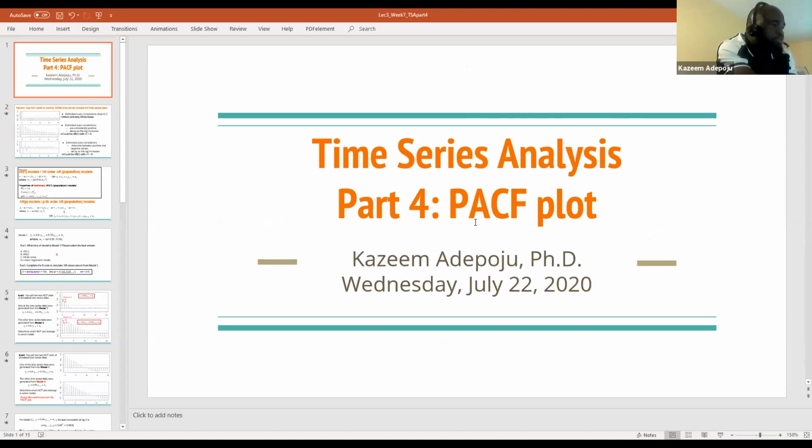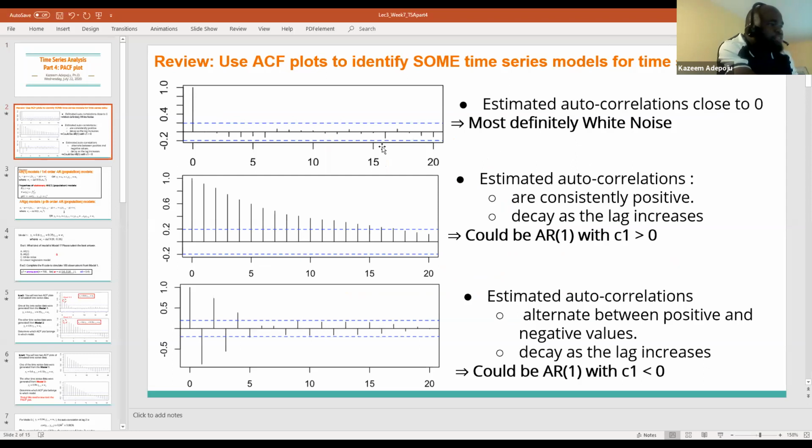Okay, so the PACF is called the partial autocorrelation function. But before we go into the PACF plot, I'm going to review what we did on the ACF plot yesterday, so that you'll be able to know the difference between the ACF plot and the PACF plot in statistical time series analysis. Okay, so these are the review of the ACF plot.